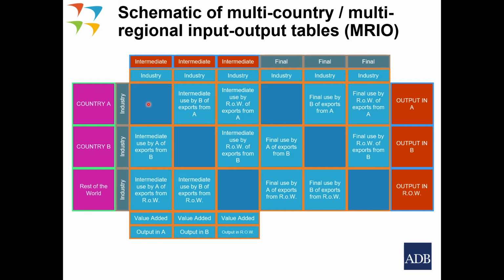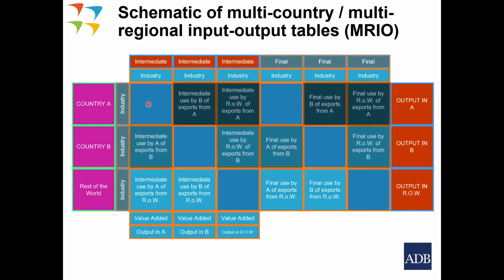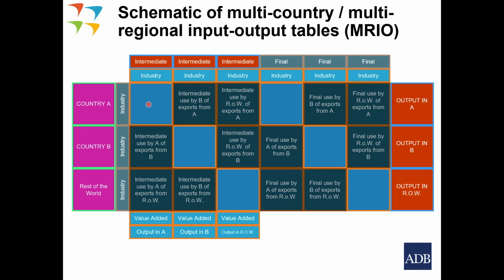On the other hand, the off-diagonal entries of the 2 matrices represent goods and services that are produced internationally. For example, this portion shows goods and services exported by country B to be used by the rest of the world for production of its own goods and services. Adding the domestic and imported intermediate inputs of one country to its own value added gives us the total output of that country.